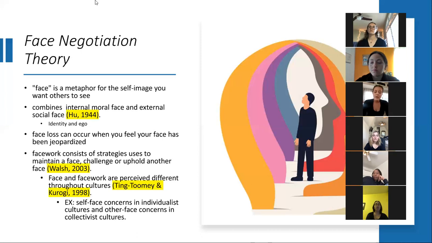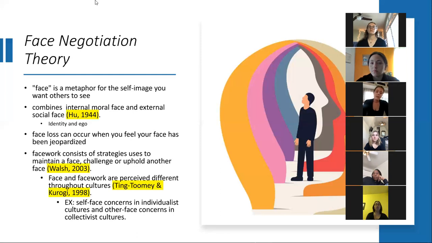For example, there are higher self-face concerns in individualist cultures and higher other-face or mutual-face concerns in collectivist cultures. According to Walsh, self-face is a concern for one's own image. Other-face is a concern for another person's image, and mutual face is a concern for both people's image.